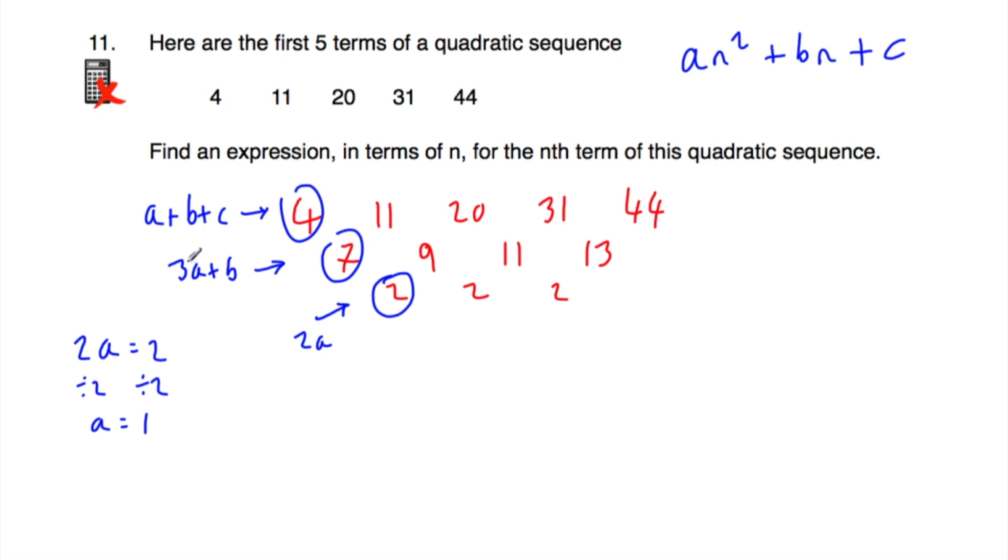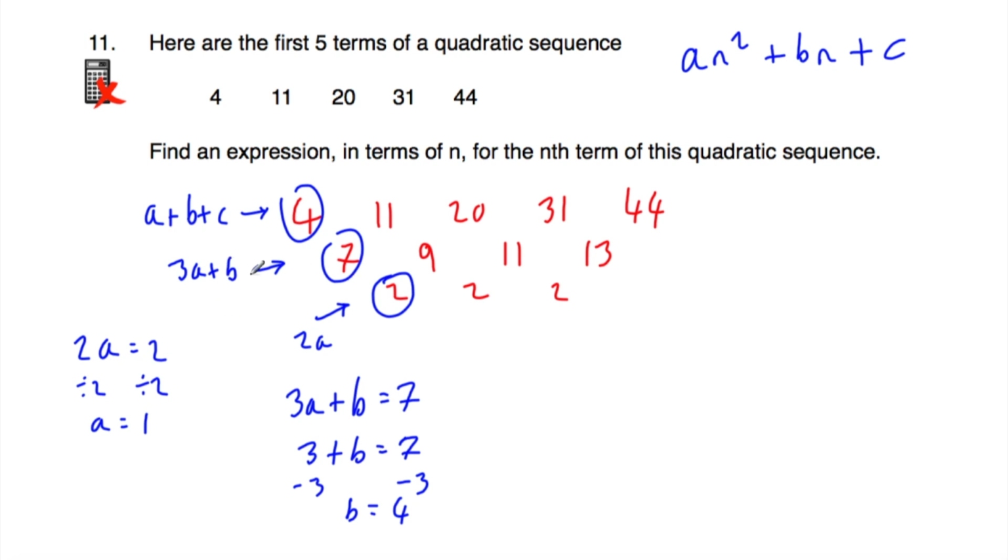Now let's look at our first difference. So 7 is equal to 3a plus b. Let's write that down: 3a plus b is equal to 7. Now we know that a is equal to 1, so 3 times a would be 3, and then we've got plus b is equal to 7. We want to find out what b is, so let's take away 3 from both sides of our equation. Take away 3 and take away 3, and we get that b is equal to 4.